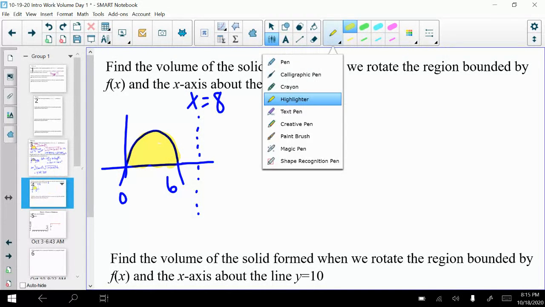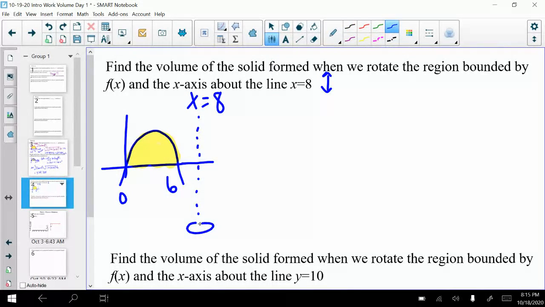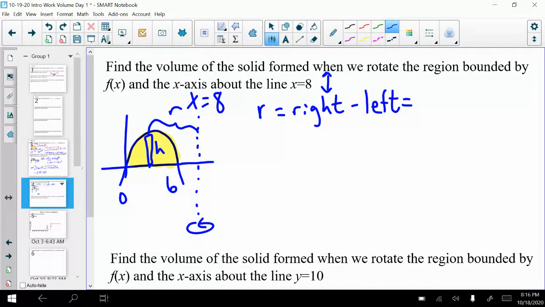And if we are going around this vertical line, remember, shell is usually a really good idea. And so we go, yeah, we can do a shell. This is R and this is H. So R is a right minus left situation. And R should always include our axis of rotation since it's measured from the axis of rotation.